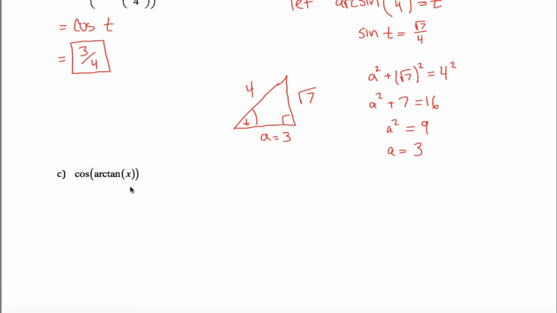All right, this next one, the cosine of the arctangent of x. This will be very similar to the one I just did. I'm going to do another substitution. It's just here, instead of letting arc sine of root 7/4 equal t, I'm going to let arctangent of x equal t. And so really then what I'm trying to figure out is what is the cosine of t.